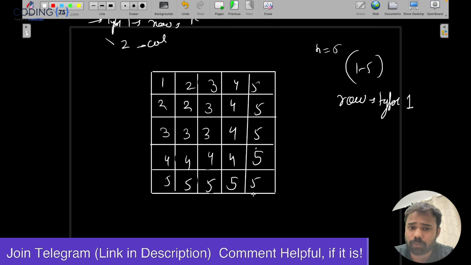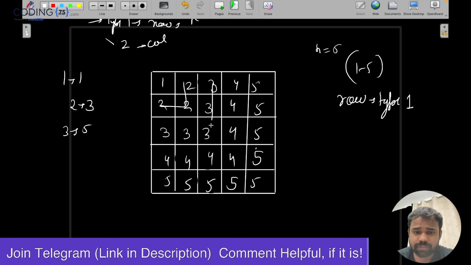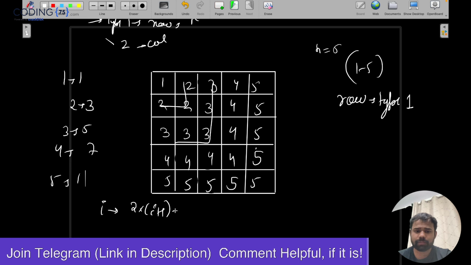And if you will see the sum of this, what will be its sum? So you can see 1 is present 1 time. 2 is present 3 times. 3 is present 5 times. 4 is present 7 times. 5 is present 9 times. So basically, in other words, we can say that the ith number is present 2 into i minus 1 times. You can see, 2 is 2 into 2 minus 1, 3 times. Sorry.